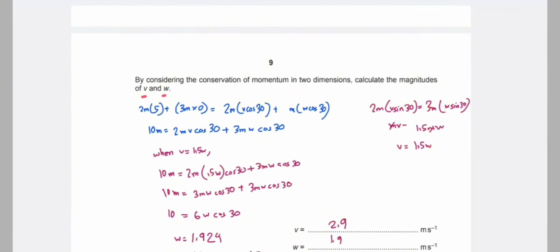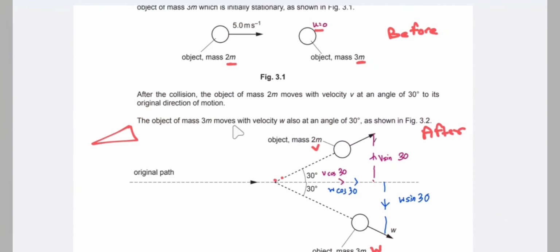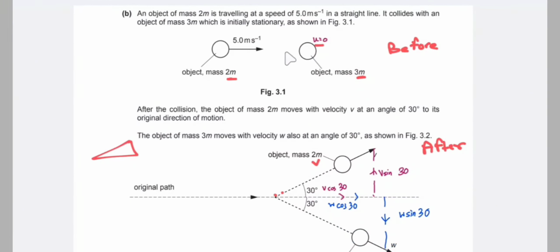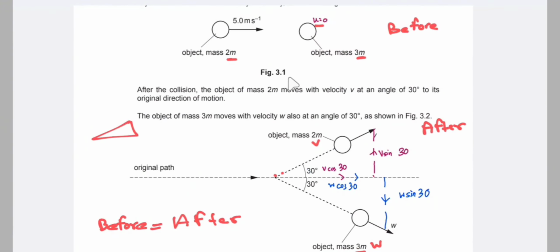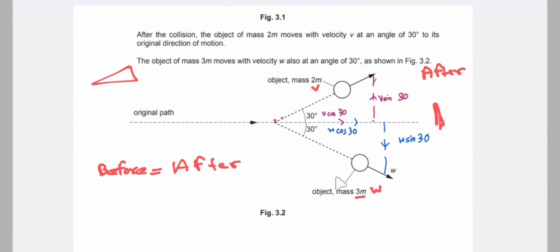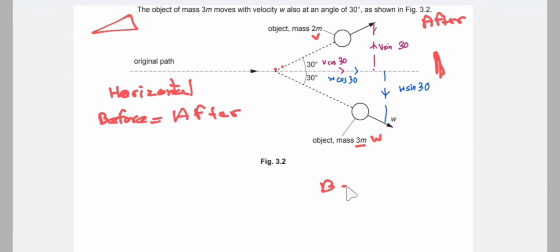So first of all, to find the value of v and w, since momentum is conserved, the momentum before collision is equal to the momentum after collision. So before is equal to after. But here we can see that initially the object is moving horizontally and after the collision the object is moving vertically. So before is equal to after for horizontal, and before is equal to after for vertical.